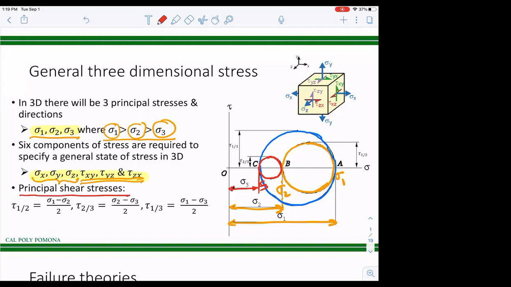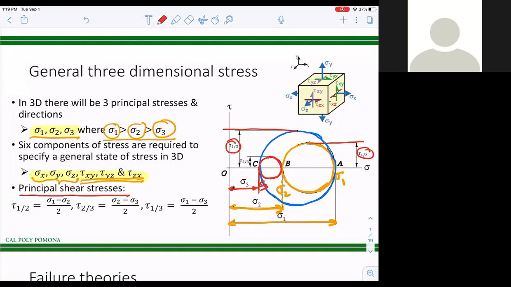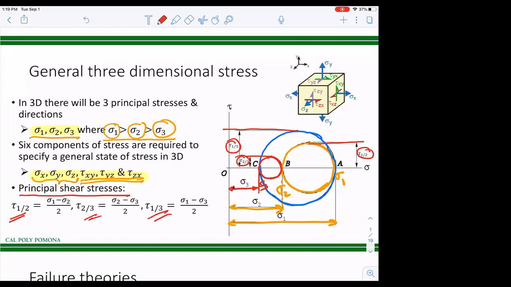One would be this one, tau 1, 2. The other would be tau 1, 3. And the other would be tau 2, 3, which is this one. So you have 3 maximum shear stresses, and you can calculate them using the principal stress values.